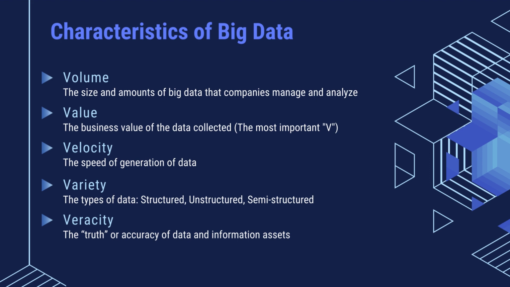And the third one is velocity, the speed of generation of the data. And the fourth is variety, the types of data: structured, unstructured, and semi-structured. And the last one is veracity, the truth or accuracy of data and information asset.